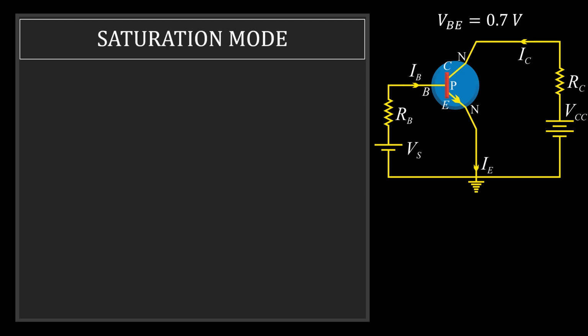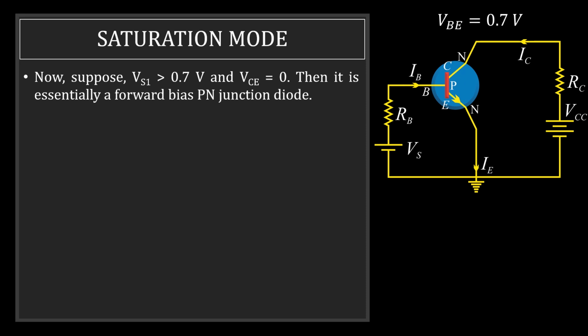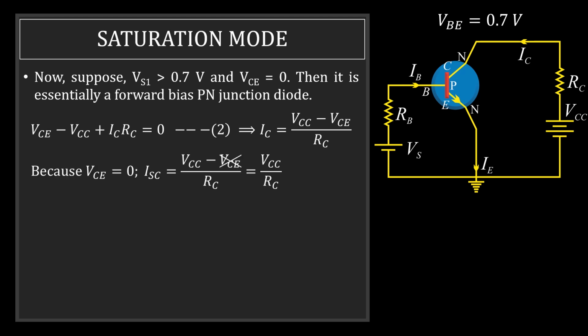Saturation mode. Now suppose Vs is more than 0.7 volt and by some means, I have made VCE equal to 0. Then it is essentially a forward PN junction diode. You can see IC equals VCC minus VCE by RC. For IC to be maximum, VCE must be 0. In that case, IC max is going to be VCC by RC. And this is what is called saturation current. So IC can never be more than VCC by RC.